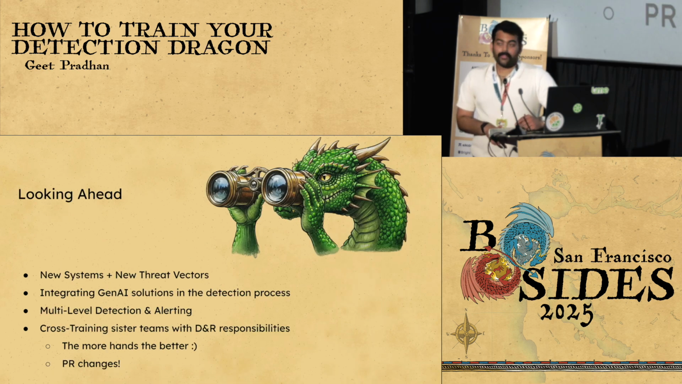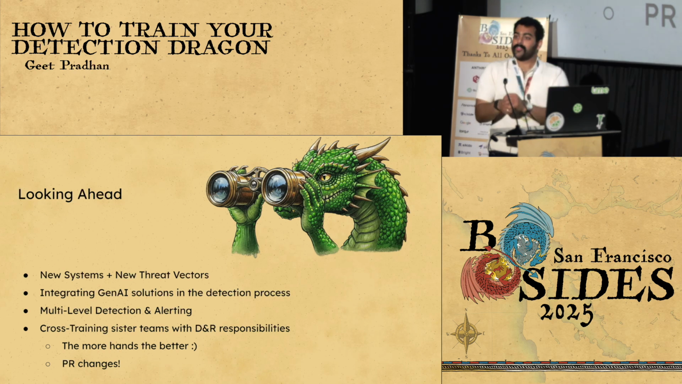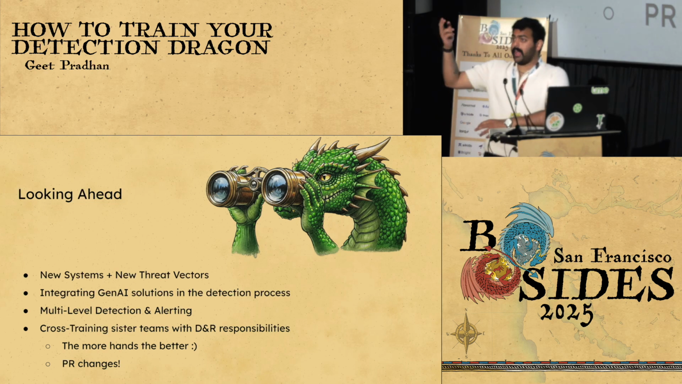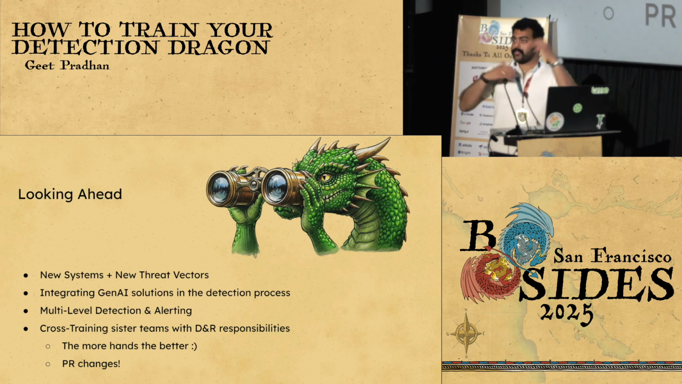Now looking ahead, right? What do I want to do? Obviously there's new systems coming in, there's going to be new threat vectors. I want to make sure my pipeline is scalable, right? I do want to dabble a little bit in Gen AI solutions. I've seen some AI SOCs out there, and I want to know what they do so that can help me, right? Multi-level detection alerting is something we're navigating, we're figuring out how to correlate these alerts from multiple different sources and actually have a good response strategy there. And cross-training sister teams to have detection responsibilities. PR changes, right?